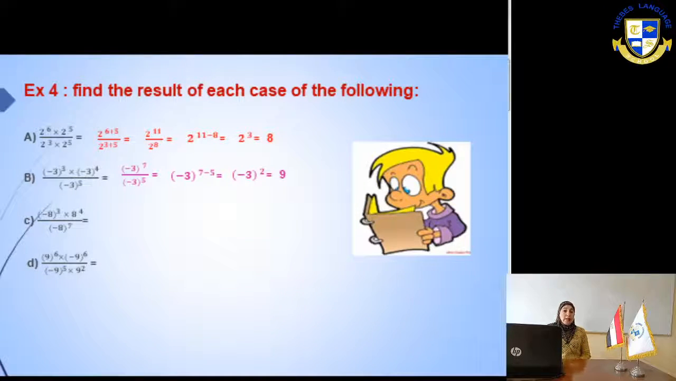Of course, 2 is an even power. The answer will be 9.